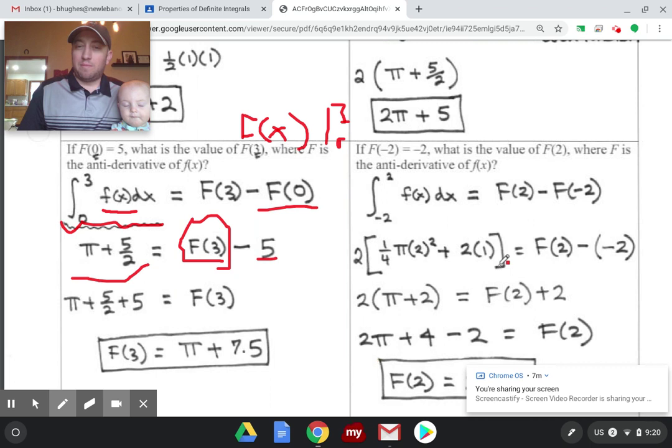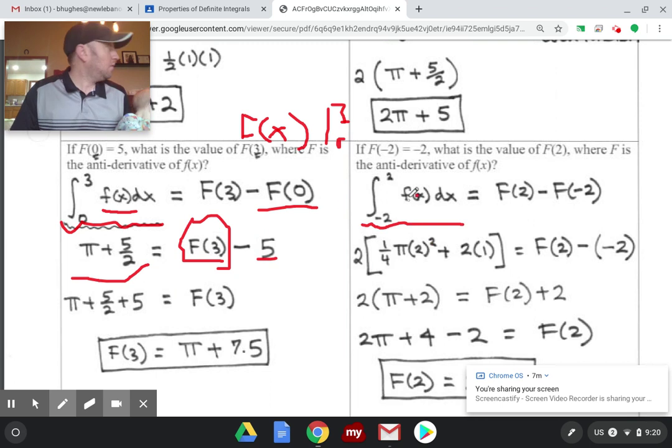This example over here, they pretty much did exactly the same thing. The integral from negative 2 to 2 of f of x dx is going to equal F of 2 minus F of negative 2, just plugging in our limits to the antiderivative. So once again, this right here is our area from negative 2 to 2. You can find the area of that however you want. You can find the area from 0 to 2 and then double it, which is what they did. You can find the area from negative 2 to 2 and add them all up. It doesn't really matter. But then basically what you need to do is get F of 2 by itself.